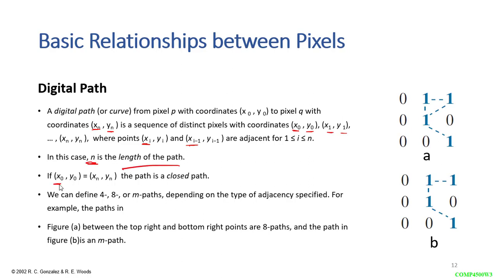If x0, y0 is equal to xn, yn, meaning the start point is equal to the end point, this means we have a closed path. And you can see here that we are having a path from here to here to here, or from here to here to here. Here we can have a path like this. In figure A, between the top right and the bottom right points are 8 paths. And in figure B, there are M paths depending on the adjacency.